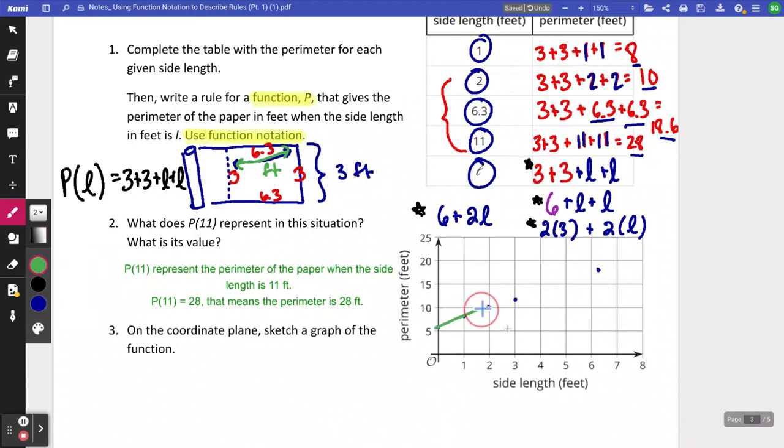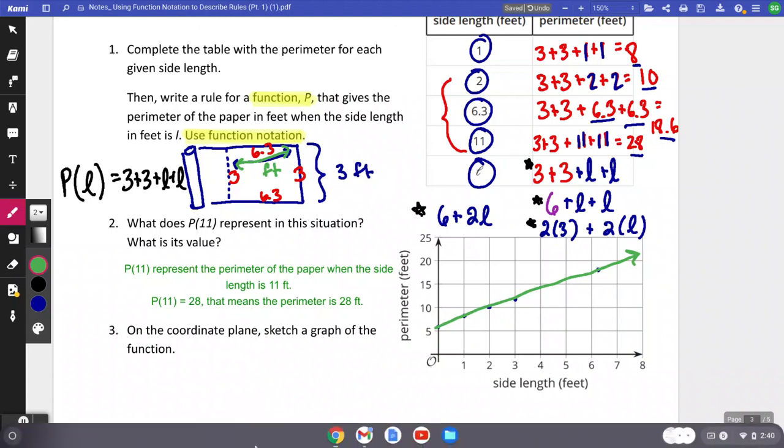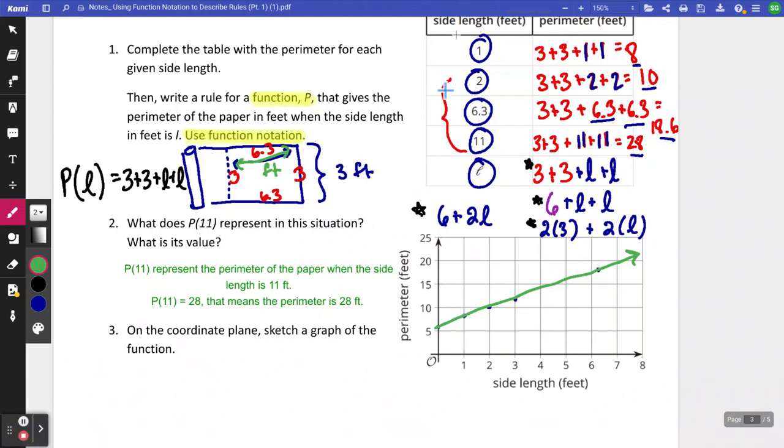You could pick some of those easier ones to plot, and you do end up getting a straight line. Now, can I draw a straight line? Oh, that wasn't too bad. Okay. So you do get a straight line, meaning this is an example of a linear function. But we can get those from using these pairs of numbers we already had in our table, or evaluating a couple more side lengths to figure out where those points should be on our graph.